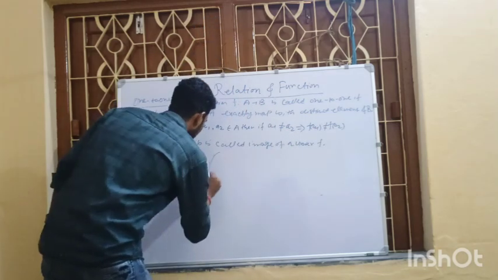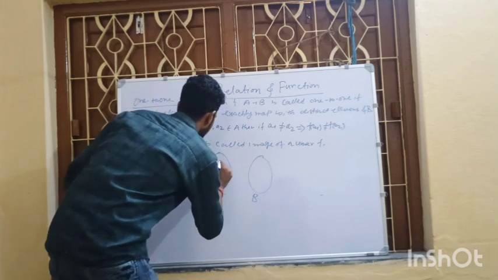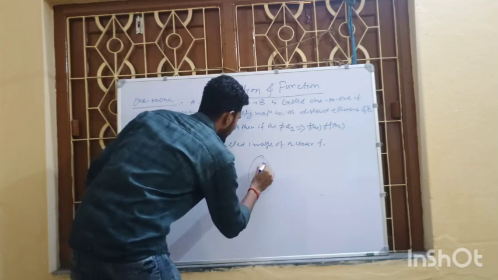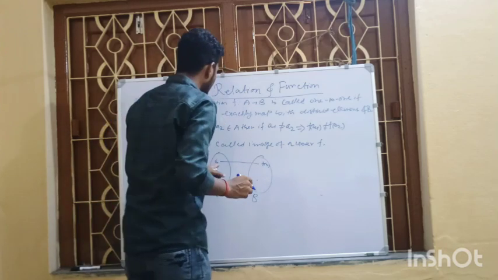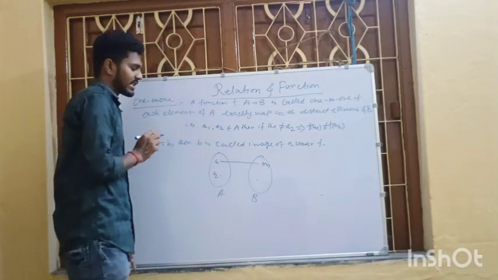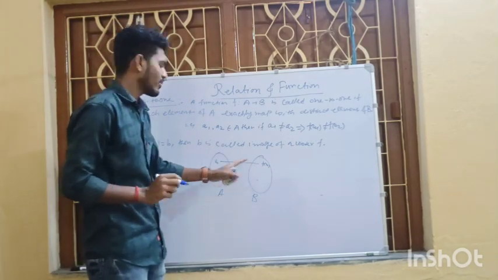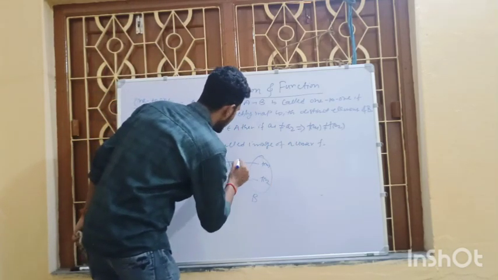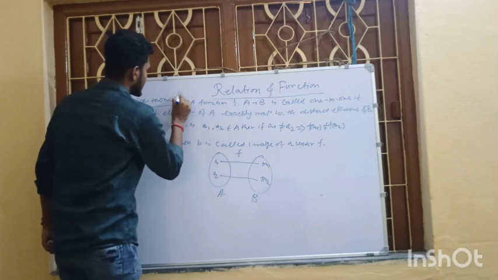So in the diagram, if this is your set A and this is your set B, this is A1 and this is A2 and this is f of A1. If A1 maps to f of A1, then A2 cannot map to this element. So this is one-to-one: if A1 maps to f of A1, the distinct element A2 cannot map to this f of A1. So A2 will map to f of A2. So this function f is one-to-one, or an injective map.